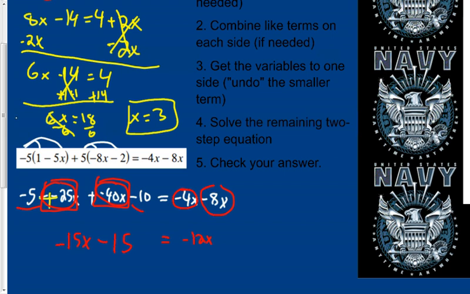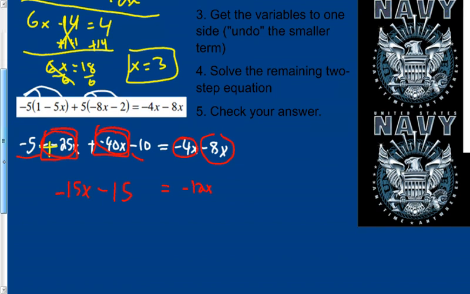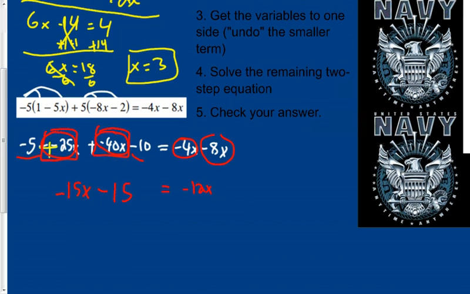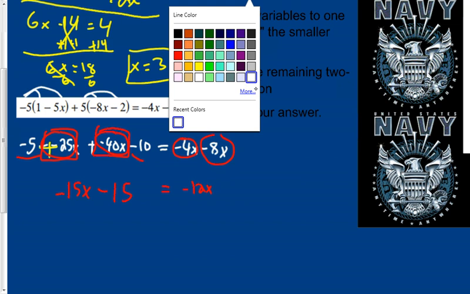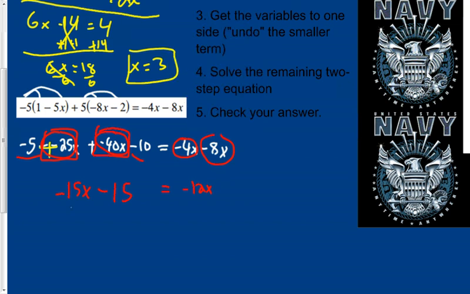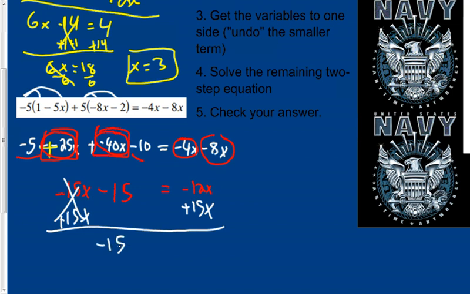Now step 3, get the variable to one side. It says undo the smaller term. Again, look for the smaller one. We've got negative 12x and negative 15x. Technically, the negative 15x is the smaller one. So we're going to get rid of that by adding 15x. We're going to add it over here. So we're left with negative 15 equals 3x. And now solve the remaining two-step equation.